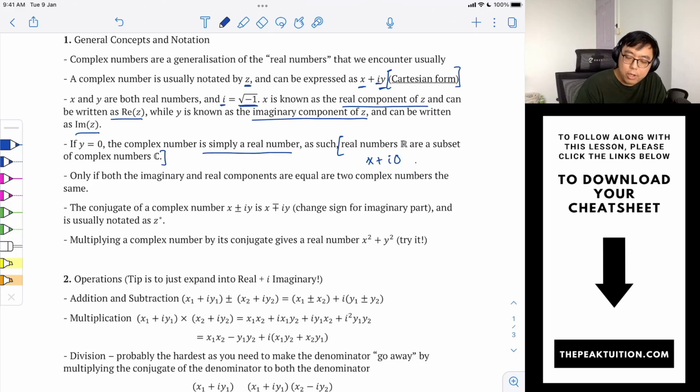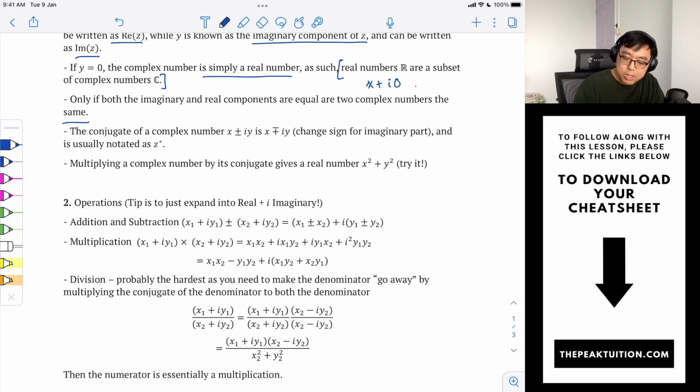For real numbers, when we say that two numbers are equal, 10 equals 10, we just say that the numbers are equal, therefore they are the same. But in the case of a complex number, you need both the imaginary and real components to be equal before we can call them the same.